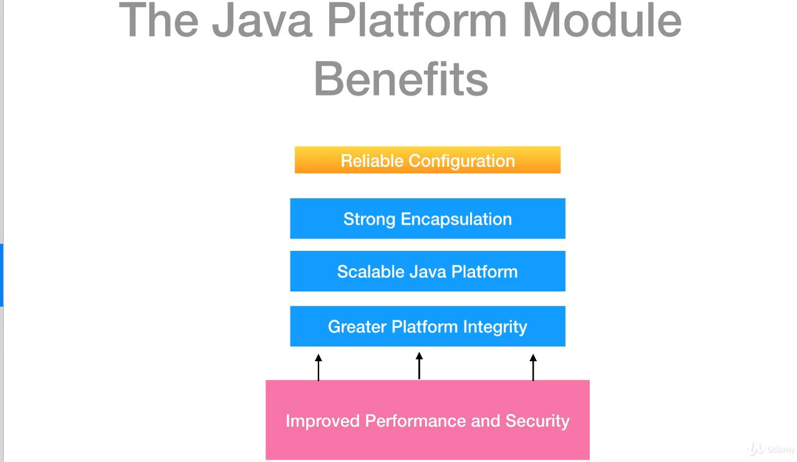And the culmination of all of these benefits, of all of these goals, of all of these features, is that we improve performance and security. Because we have a reliable configuration, we have strong encapsulation, we have smaller scalable Java platforms for smaller devices, and we have greater platform integrity. All of these features improve performance and security, because now we have a better environment where Java programs are easier to maintain, they perform well, and they are more secure. And this, my friends, is huge.